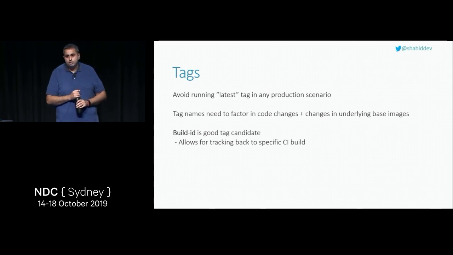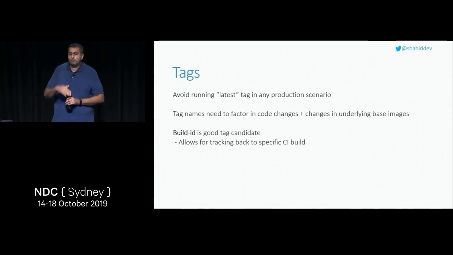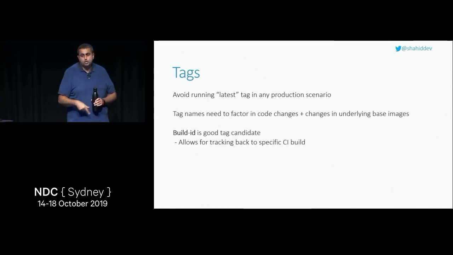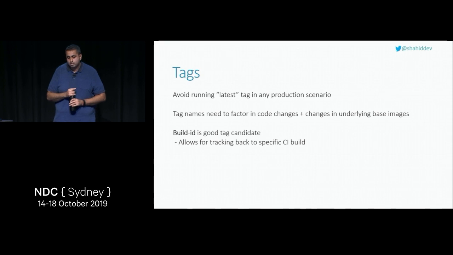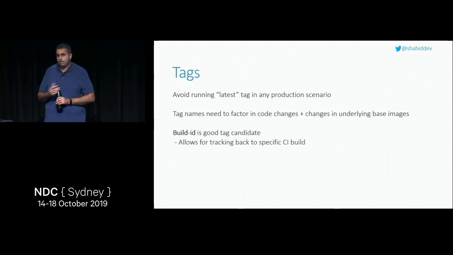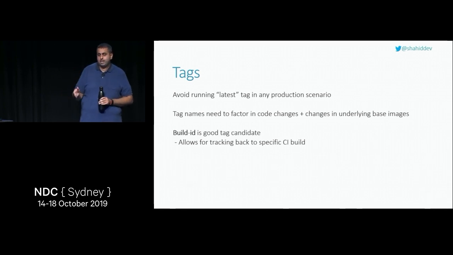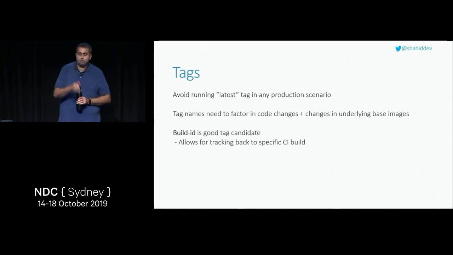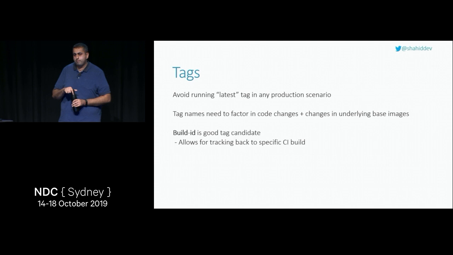That could work. Except, as I said, these images are built on base layers, and the base layer may be some kind of operating system or some kind of framework. If that framework has a bug and it has to be patched, then you need to rebuild your image. Your code hasn't changed, but the image is a new image. So one of the best candidates for this is build ID. Take an ID from your CI system. What this will let you do is track back any image to where it was built. And from there, you should be able to see what caused that, whether it was a code change or a framework update of a base image.